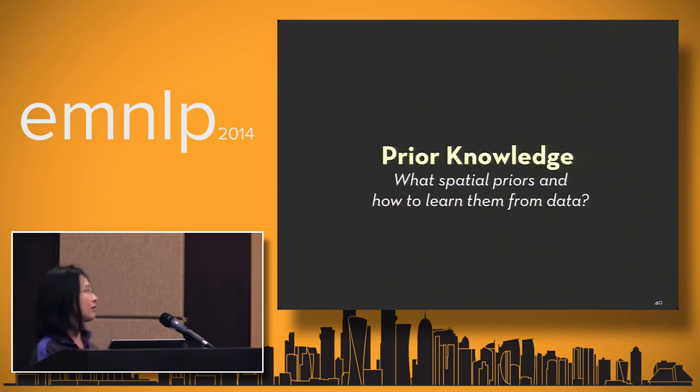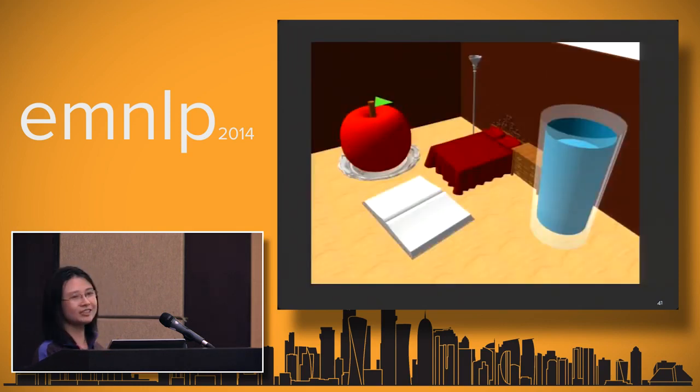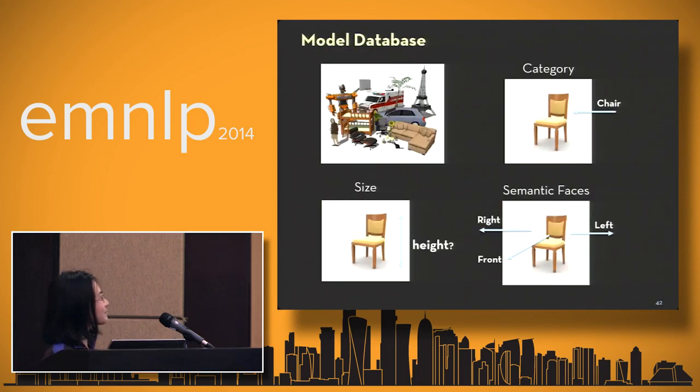We do this by using prior knowledge, and we get this prior knowledge by learning it from data. This is another example of why you need prior knowledge, and size is one of the most important. And we start with having a model database. This model database is basically a set of 3D models collected from the Trimble 3D Warehouse, and it has been manually annotated with the category and the semantic orientation of the objects, like the front, the right, left.